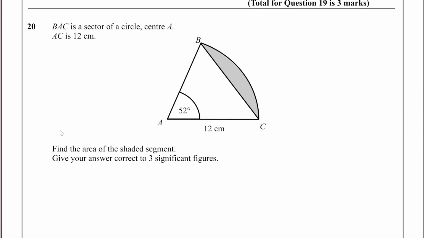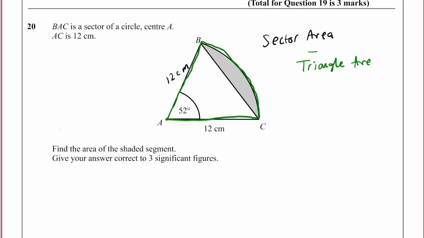Question 20. BAC is a sector of a circle, center at A. So A to C is a radius, and A to B is also a radius. We need to find the area of the shaded segment. So the segment area is the sector area, the area of this whole shape, take away the triangle area, which is the area of the triangle.